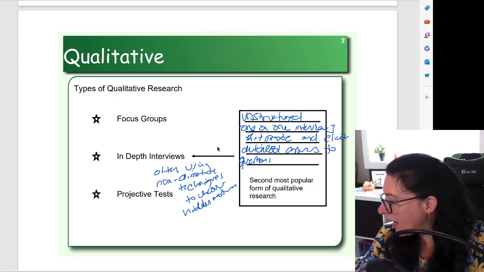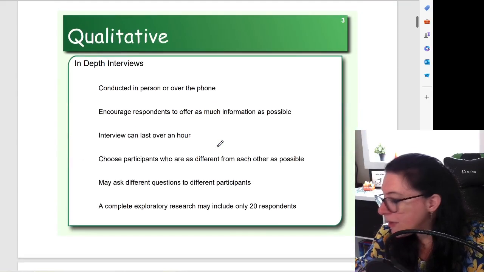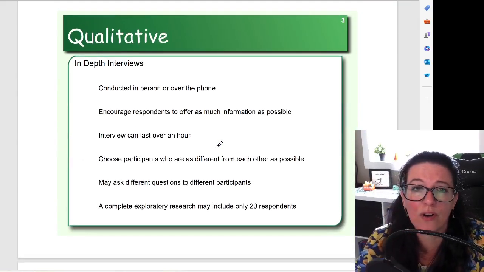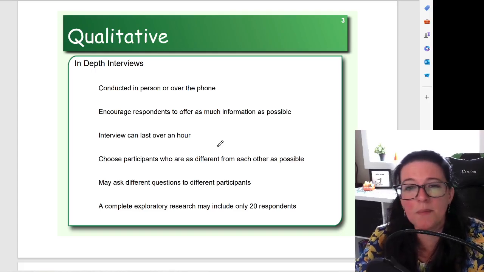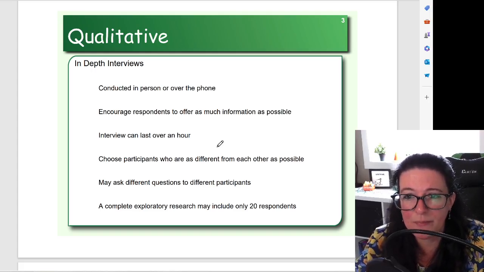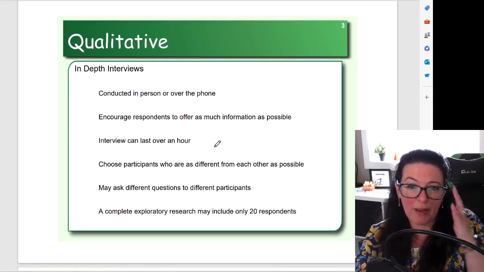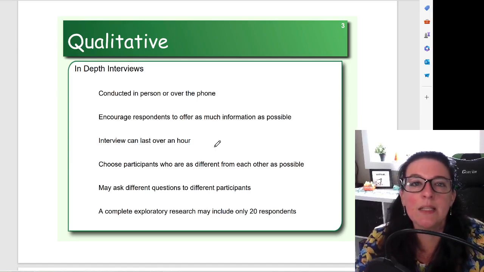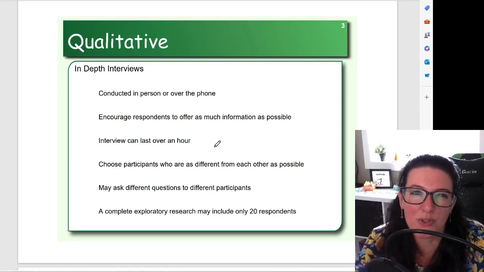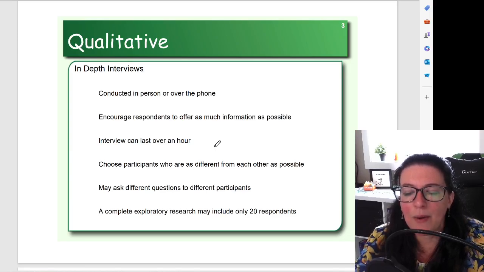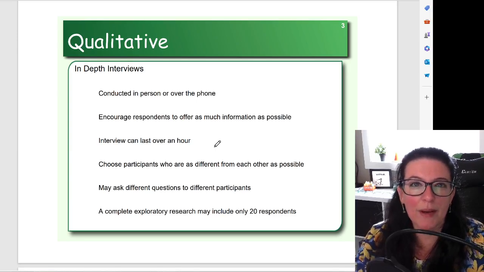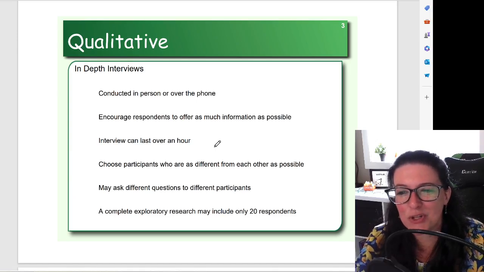So let's talk about how these interviews work. So we could contact a person over the phone, over Teams or Zoom, or do it in person. And the key here is to encourage people to provide as much information as possible. Typically, your interviews are 30 minutes to an hour, allowing them to talk on a particular topic and then you probing, asking additional questions to explore it in more depth.